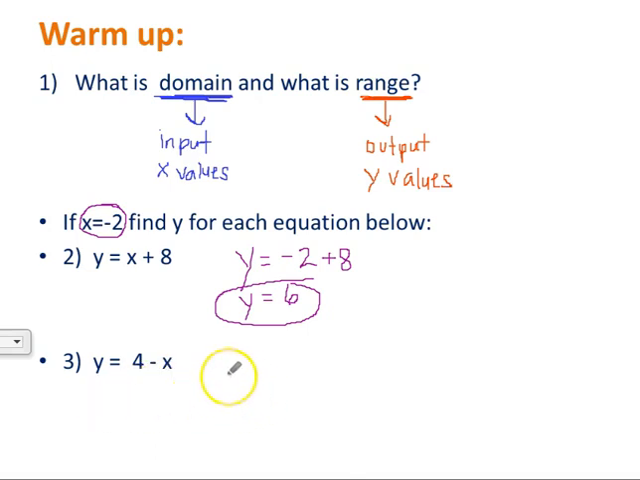Number 3, y equals 4 minus x. Whenever I see an x, I'm going to plug in -2. Now I've got a double negative, which becomes a plus sign. So y would equal positive 6 as well.